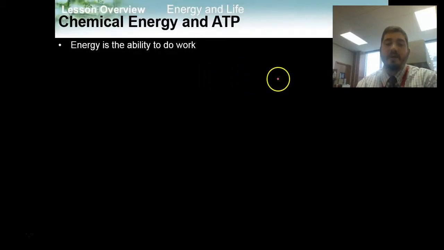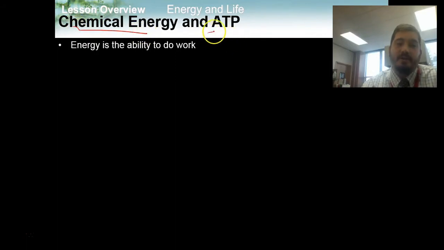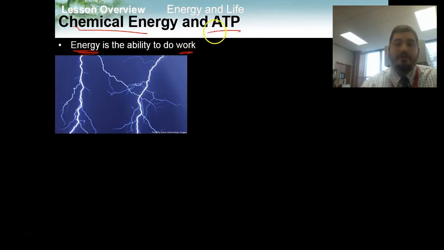Okay, so we got to start out by talking about energy, right? Chemical energy and ATP. All right, so the definition of energy is the ability to do work. Okay, and we can have all different types of energy, which allow us to do all different types of work, right? We can have electrical energy. Right now, my computer is plugged into an outlet running off that electricity running through, right? Lightning coming down from the sky has electricity, electric energy.